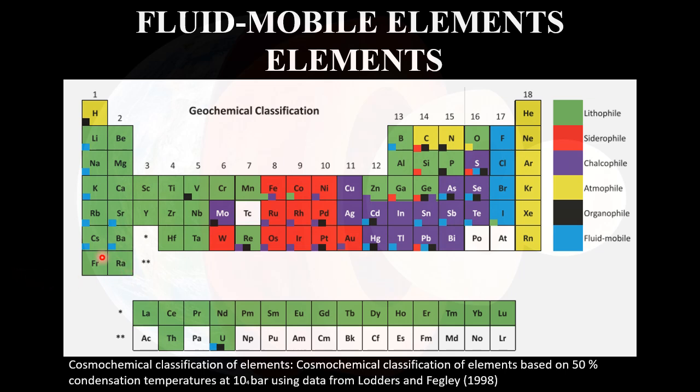So here we can see the fluid mobile phase elements that are represented by light blue color. All the boxes of these periodic table elements that have this blue box in between, those all are fluid mobile elements.